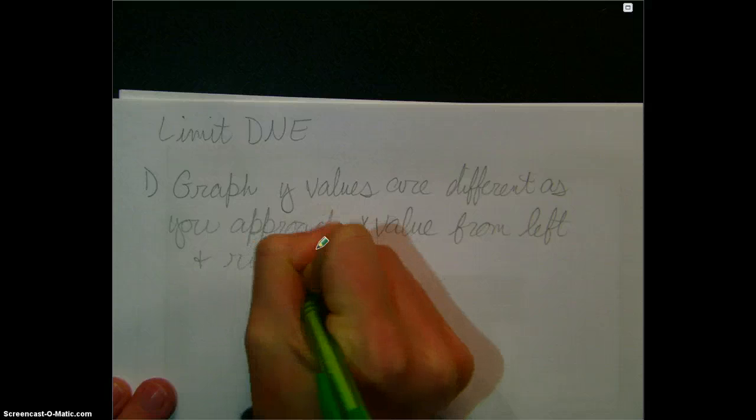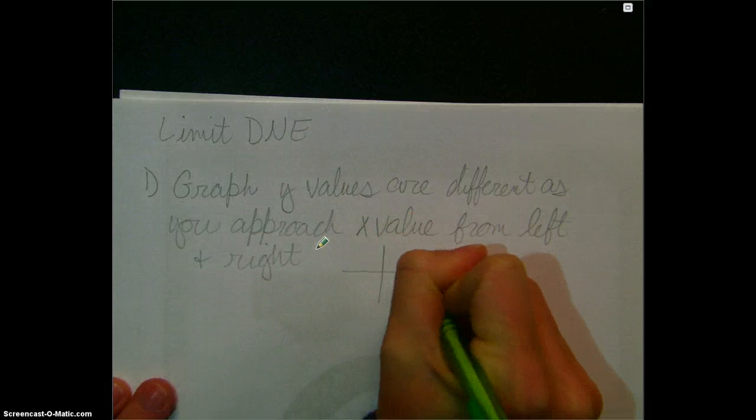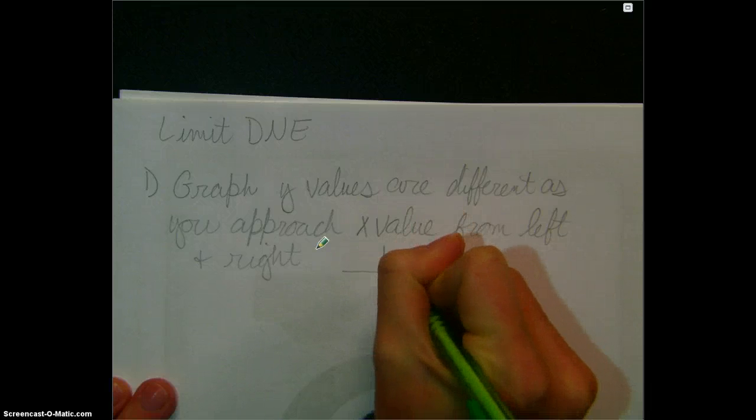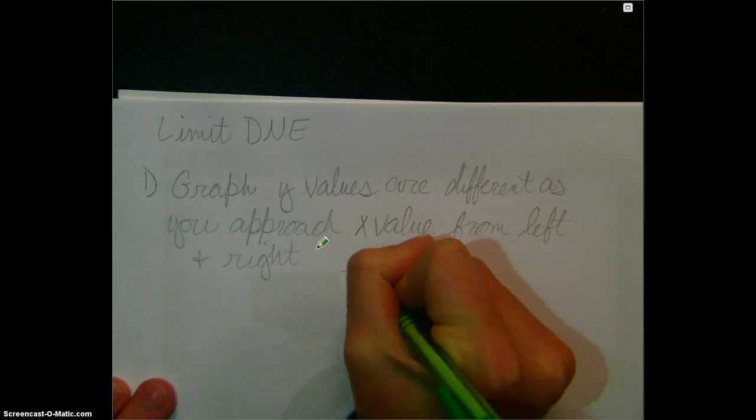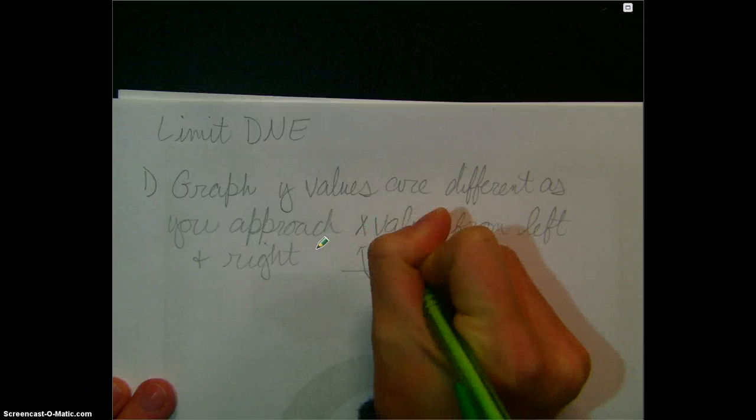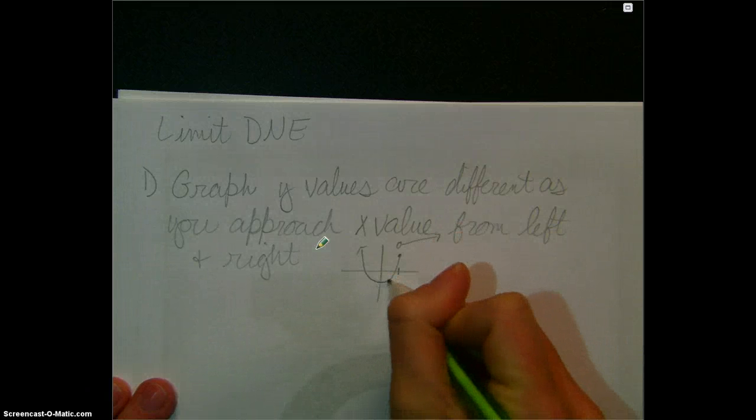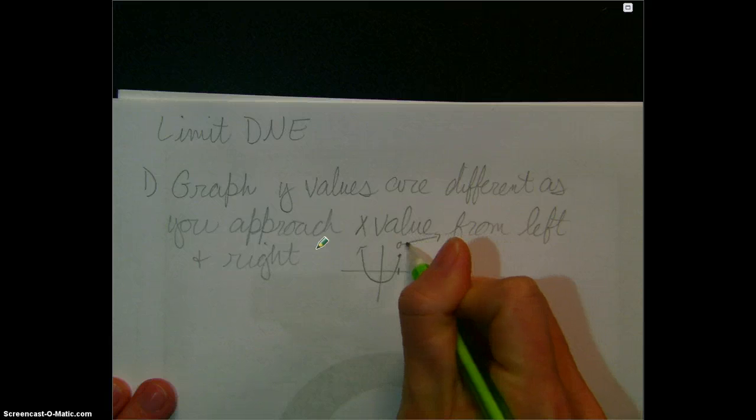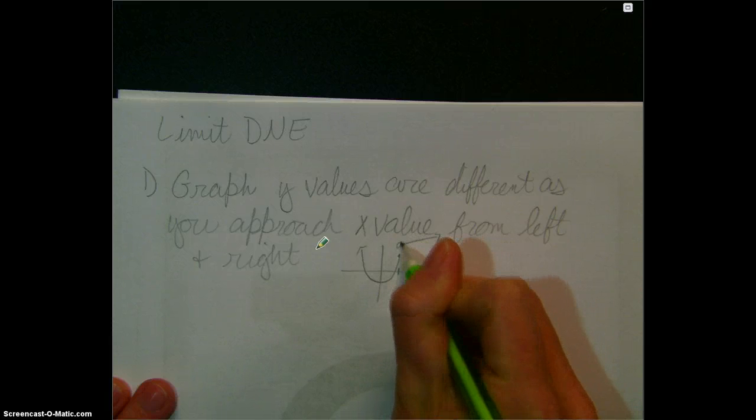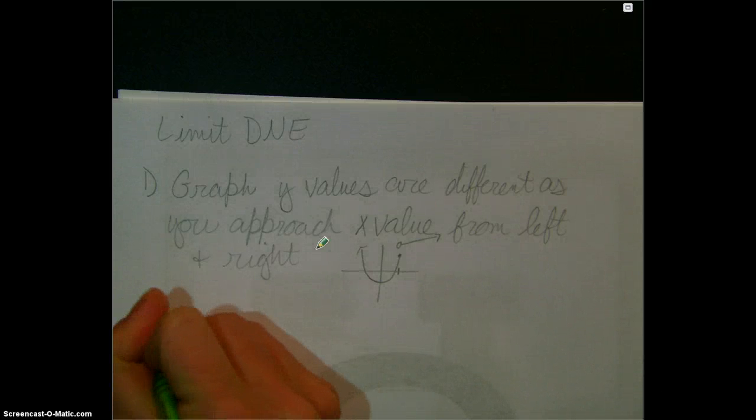That can look like a couple of different things, but the most common is our piecewise function. So let's say that I'm approaching an x value of 1 right here, and my piecewise function maybe looks something like this. As I approach 1 from the left, my y value is right here, and as I approach 1 from the right, my y value is right there. So I've got two different y values, therefore the limit does not exist.